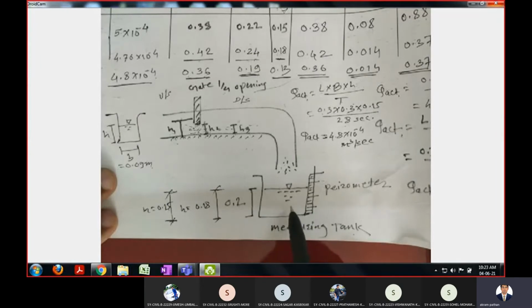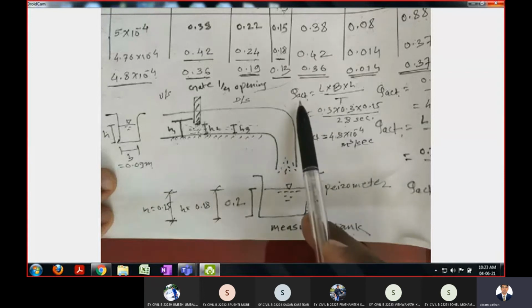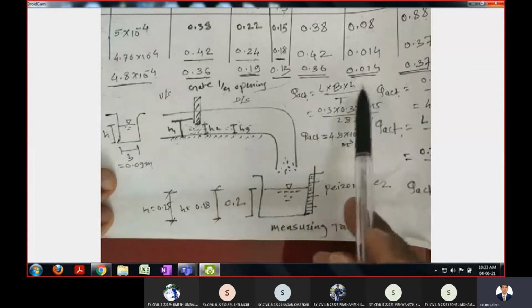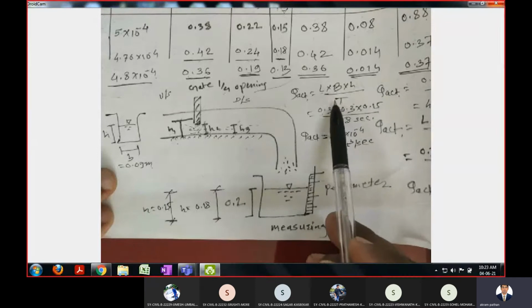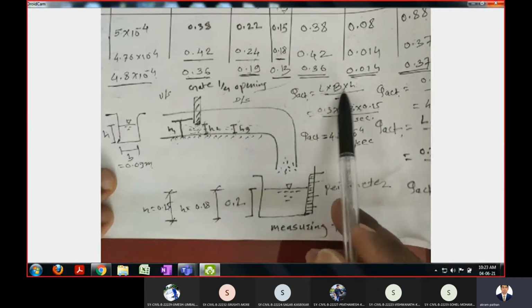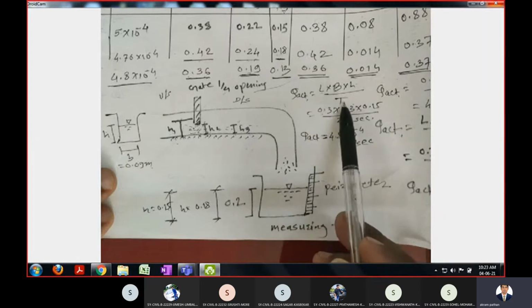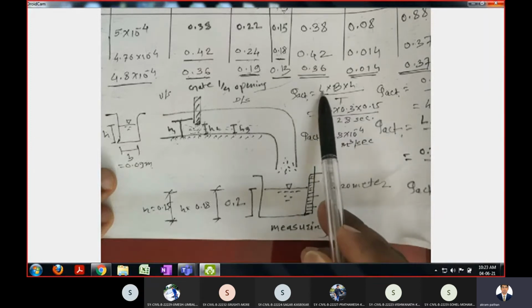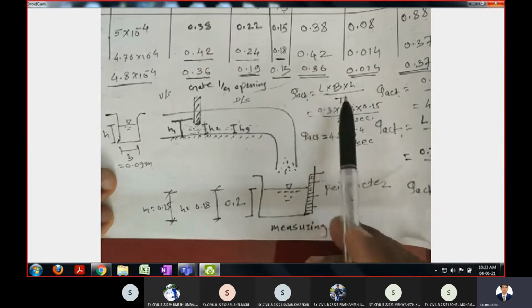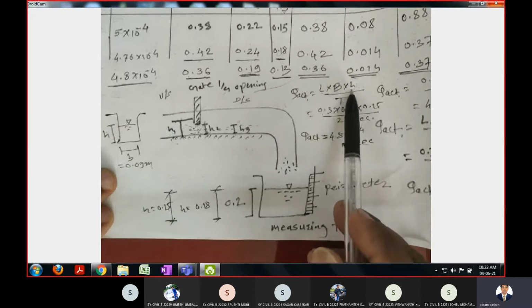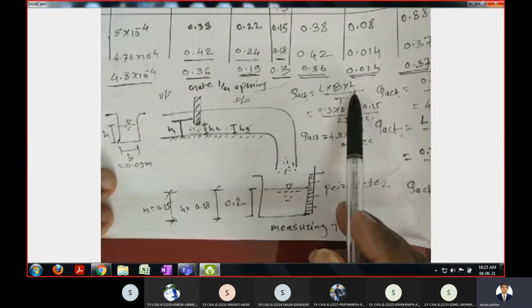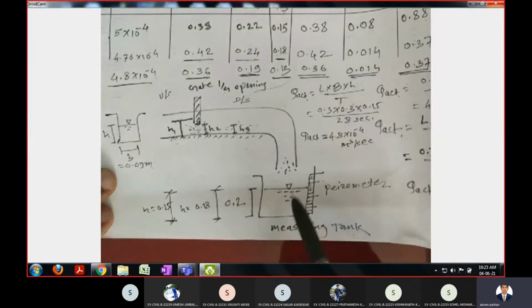So how will you calculate the actual discharge through the measuring tank? We have a formula: Q actual is equal to the volume of the measuring tank divided by time. So what is the volume of the measuring tank? That is L B H divided by T. So what is this L? L is the length of the tank, B is the width of the tank, and H is the depth of the flow or the rise of water level in the measuring tank.